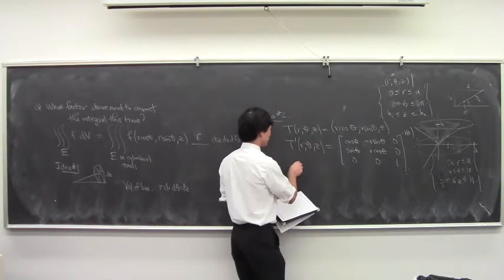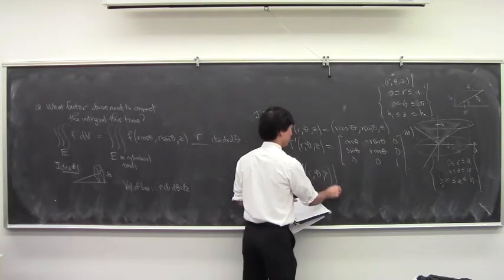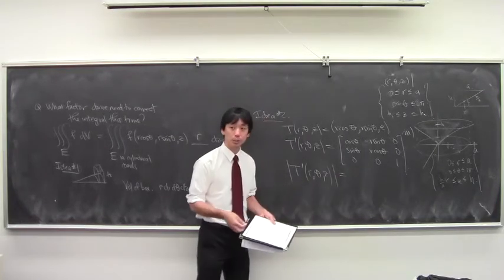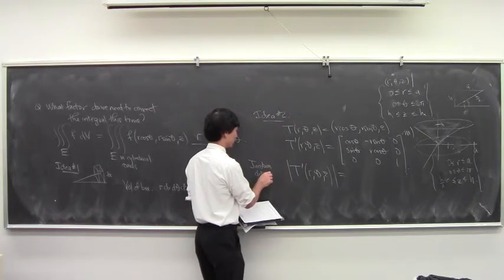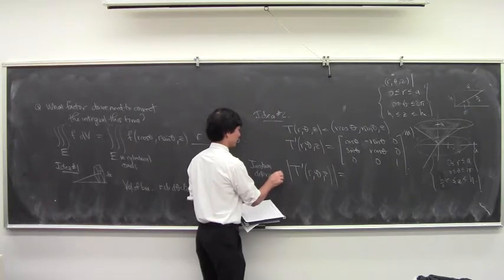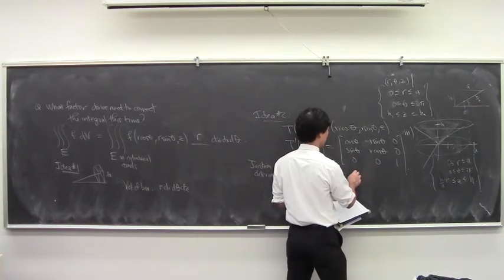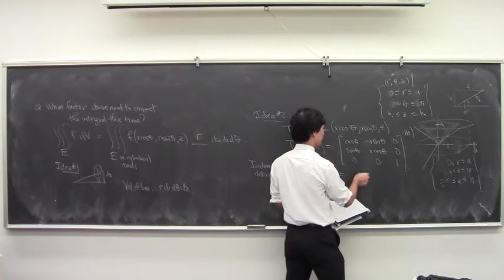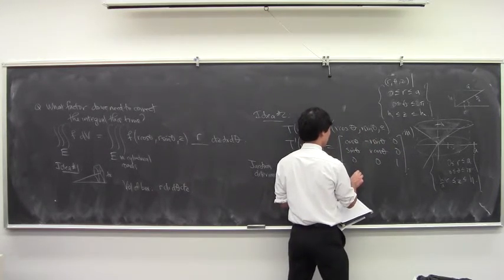And when you take the determinant of that derivative, what's called the Jacobian determinant, what do you get? If you work it out, you get 1 times this thing, which is going to be r.